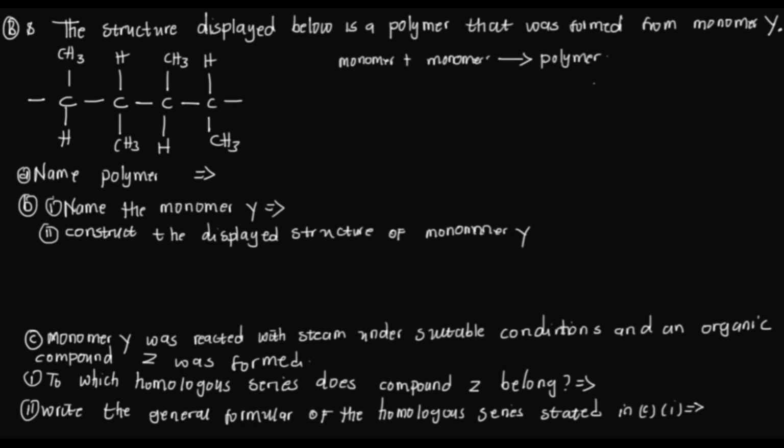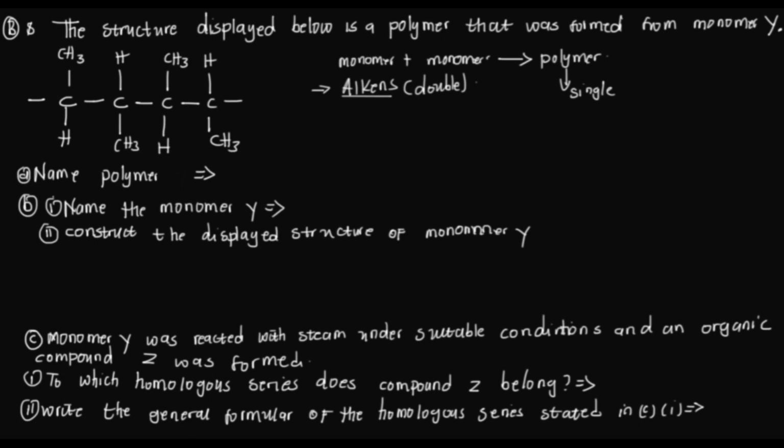So we are dealing with a polymer, and a polymer is made from the monomer. Now, the other thing that you need to know is that the monomers must be alkenes. In alkenes, there should be at least one double bond between two carbons. Also, a polymer must have single bonds. As we can see from the structure given here, we only have single bonds between carbon atoms. Then from there, our question A is: name the polymer.